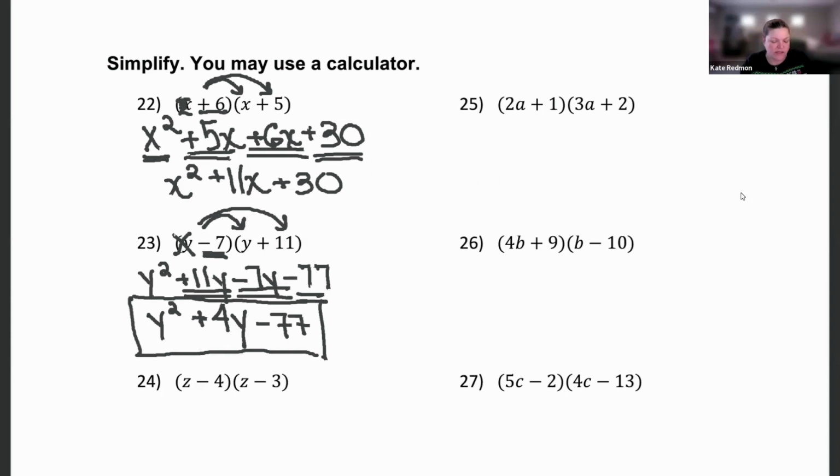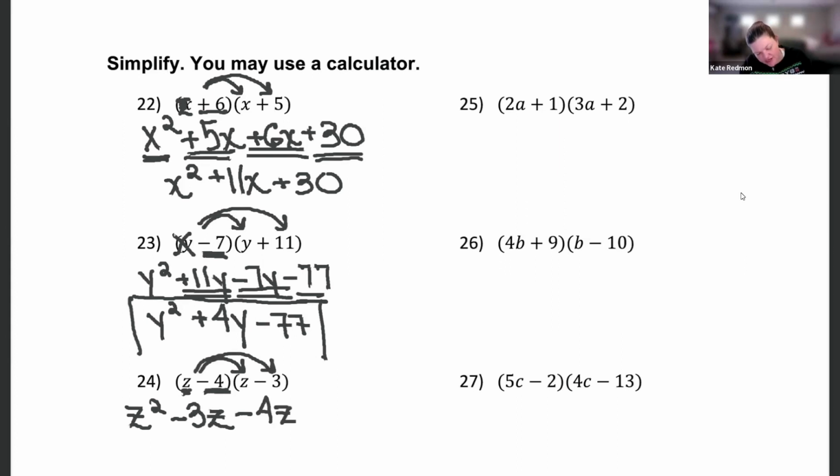24, the quantity of z minus 4 times the quantity of z minus 3. First term in the first grouping is z. I'm going to pass it out to every term in the second grouping. Z times z is z squared. Z times -3 is -3z. I've finished passing out z. Now it's time to move on to that next term. Next term is -4. -4 times z is -4z. And -4 times -3 is positive 12.